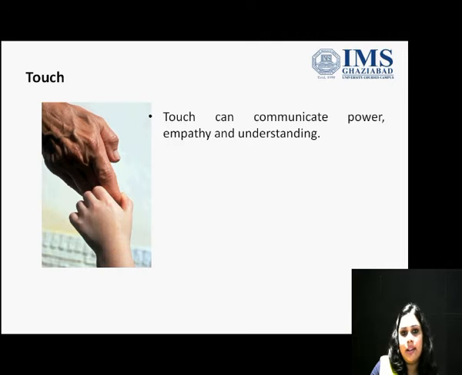Touch, a very important part of non-verbal communication. Touch can communicate power, empathy, and understanding.